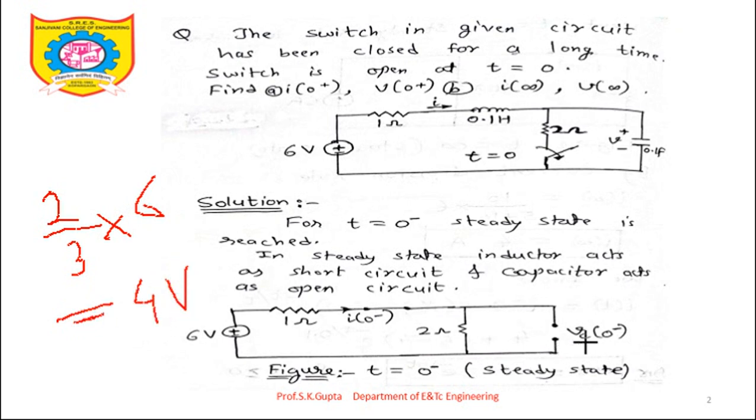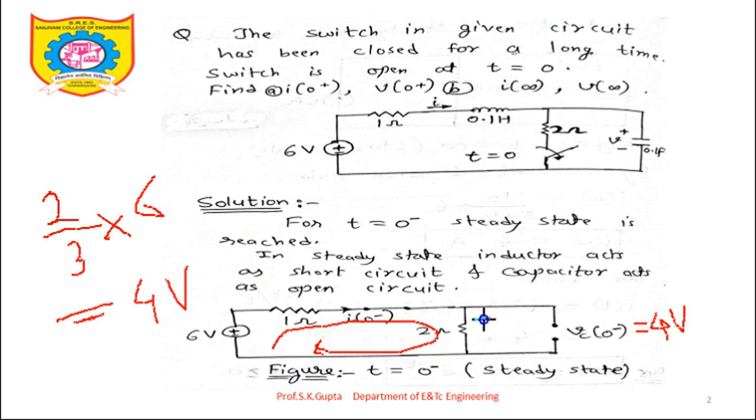And this 2 ohm resistor and VC 0 minus are connected in parallel. So your VC 0 minus voltage is 4 volt. Now we have to determine i of 0 minus. Okay, so just use one KVL equation in this loop.